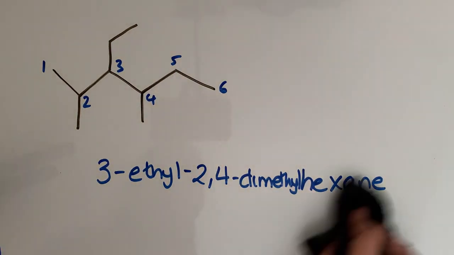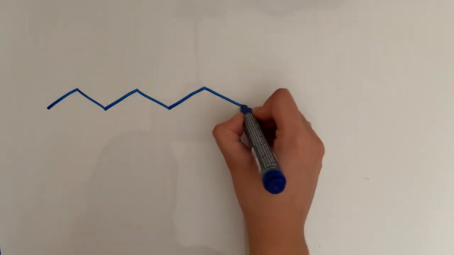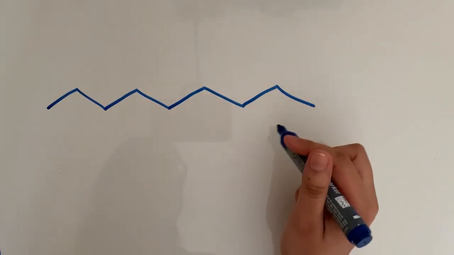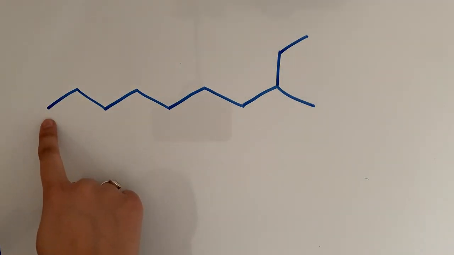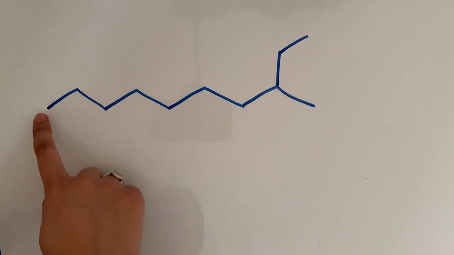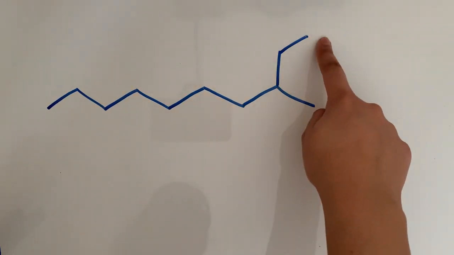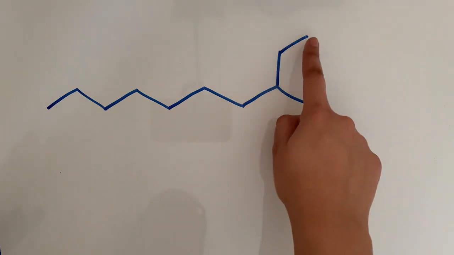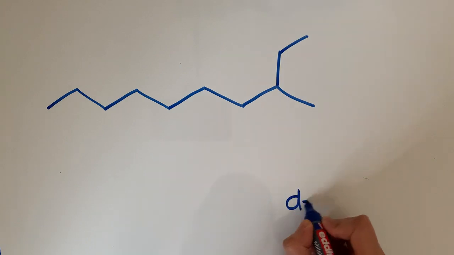Let's do another one just to make sure we've got this. In this one we've got to find the longest carbon chain. So 1, 2, 3, 4, 5, 6, 7, 8, 9. Or we can go 1, 2, 3, 4, 5, 6, 7, 8, 9, 10. So bearing in mind here, if I carry on going up there, that's my longest carbon chain. That's 10. So that means I'm going to end in decane.